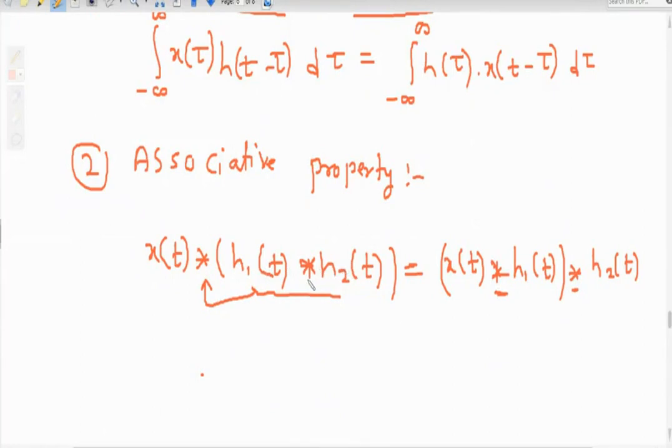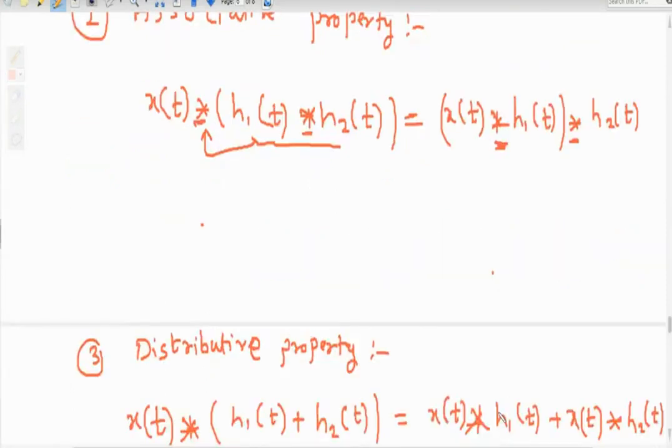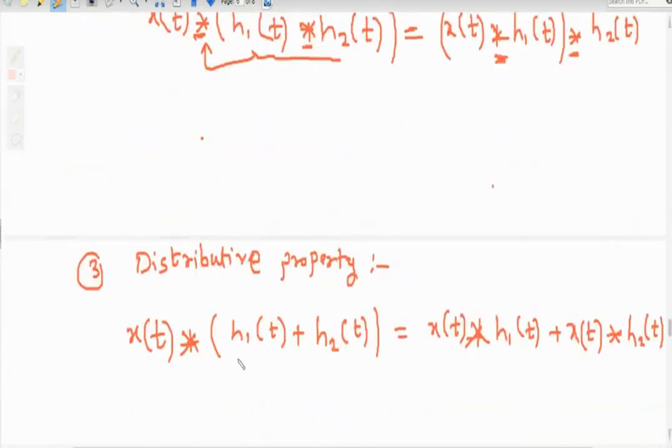Here you have to solve two convolutions. First you can solve this convolution, then the second convolution, or you can solve the other one first, then this one. Then also you will get the same result. And the third property is the distributive property. According to this property, x of t convolution h1t plus h2t is distributed as x of t convolution h1t plus x of t convolution h2t. So these are the three properties of convolution.